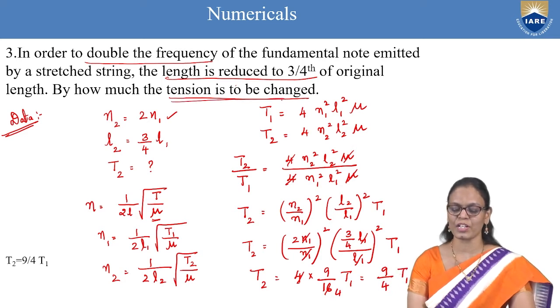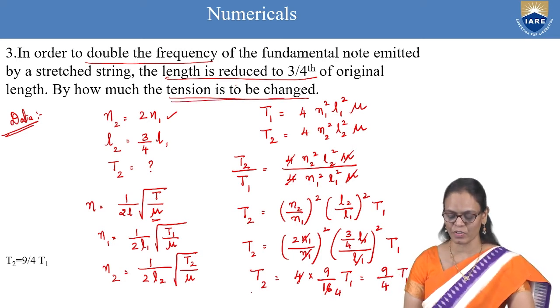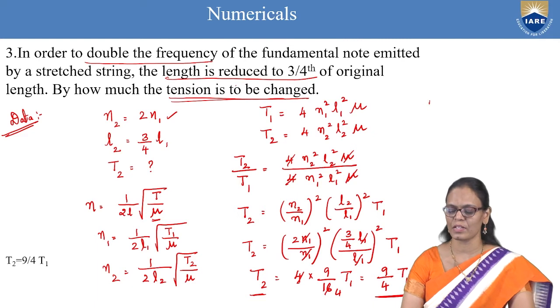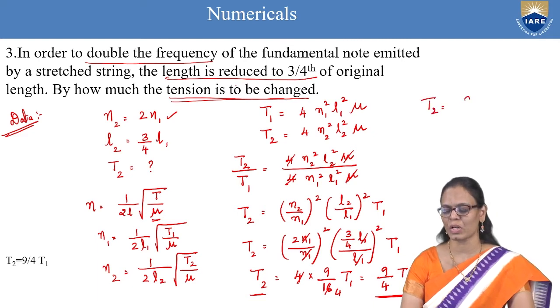So how is the tension changed? The tension will now be 9 by 4 times the initial tension. So this is our result. T2 will be equal to 9 by 4 times T1. This is how it is changing.